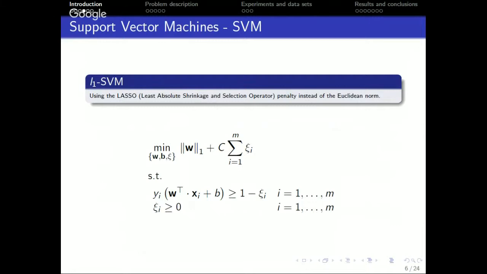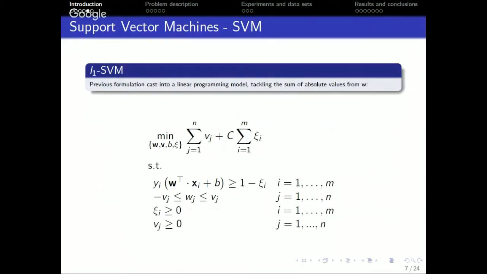But you can convert this, you can cast this problem into a linear one by using a classical transformation. You can cast the variable Wj in between Vj and minus Vj, and you minimize Vj, the sum of Vj, instead of tackling Wj directly. Okay? This model does the same work as the previous one, but it's linear.